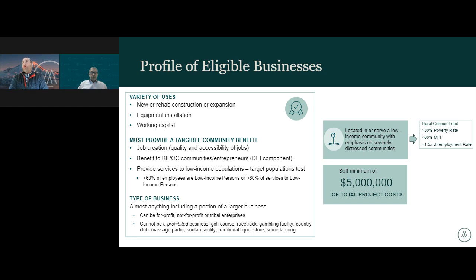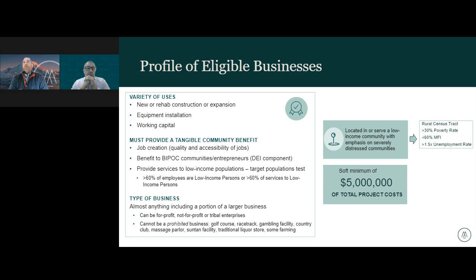There's also an emphasis on severely distressed census tracts. So a lot of this is location-based. If you are located in a census tract that is qualifying for new market purposes, and rural or non-metro, then that qualifies as what we call severely distressed. The second is by having a greater than 30% poverty rate in that census tract, or less than 60% median family income, or 1.5 times the unemployment rate of the national average. So if you meet any of these 4 different qualifications, your project would probably qualify as severely distressed and would be eligible just based on location to potentially qualify.